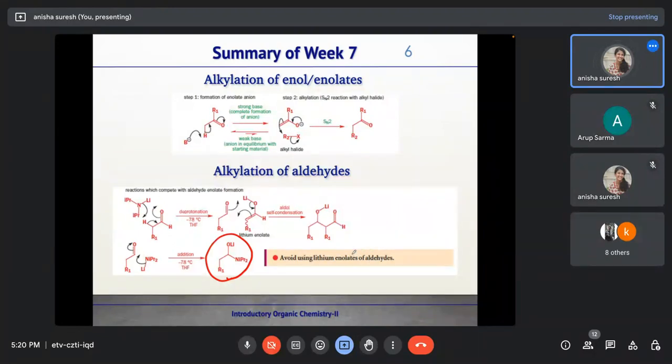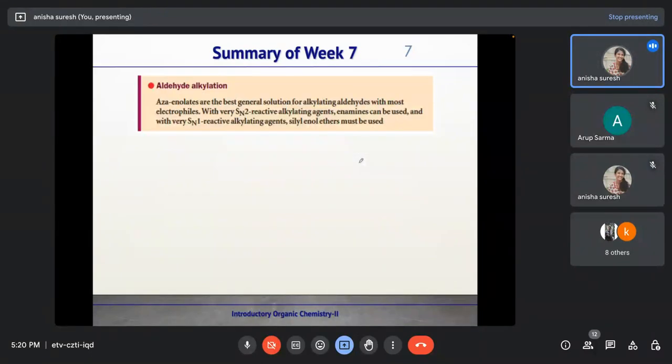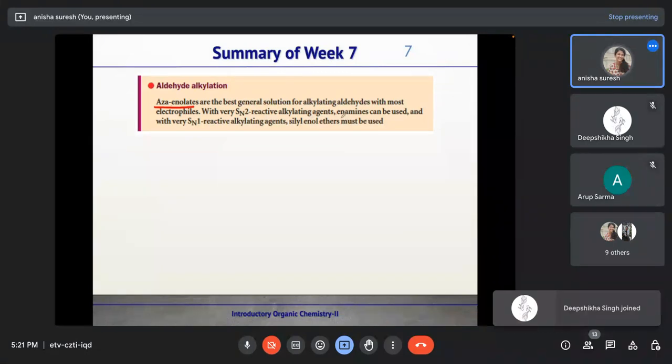So what will we do for alkylation reactions of aldehydes? That is the next question. For that, acylolates are the best general solution for alkylating aldehydes with most electrophiles. If the alkylating agents are SN2 reactive, sometimes enamines can also be used, and if the alkylating reagents are SN1 reactive, silyl enol ethers can also be used. We discussed these acylolates, enamines, silyl enol ethers, etc. in last week's lectures. So in case of aldehyde alkylation, these three can be used as solutions.